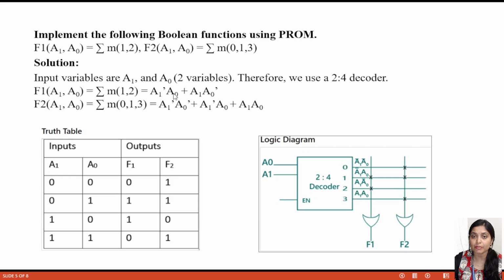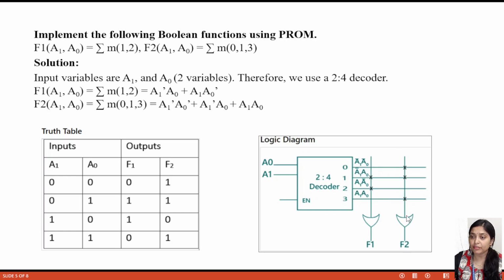F1 output is A1 bar A0, that means on this line A1 bar A0, we have to make a cross sign here. Cross sign means, as I have already said, there is a connection, and then also A1 A0 bar. So this is actually A1 A0 bar. So there is a cross sign, there is a cross sign. That means these 2 lines are passing through this OR gate. That means F1 is actually A1 bar A0 plus A1 A0 bar. No connection in this line, that means A1 bar A0 bar, and in this line A1 A0.